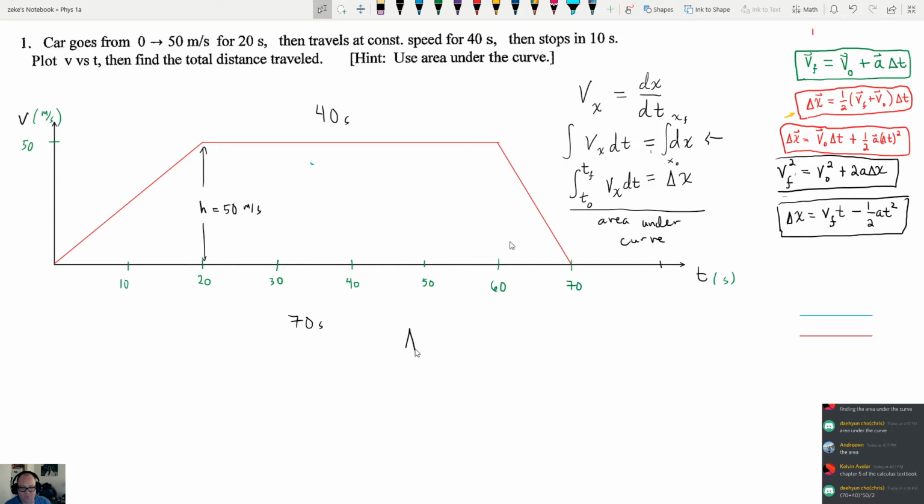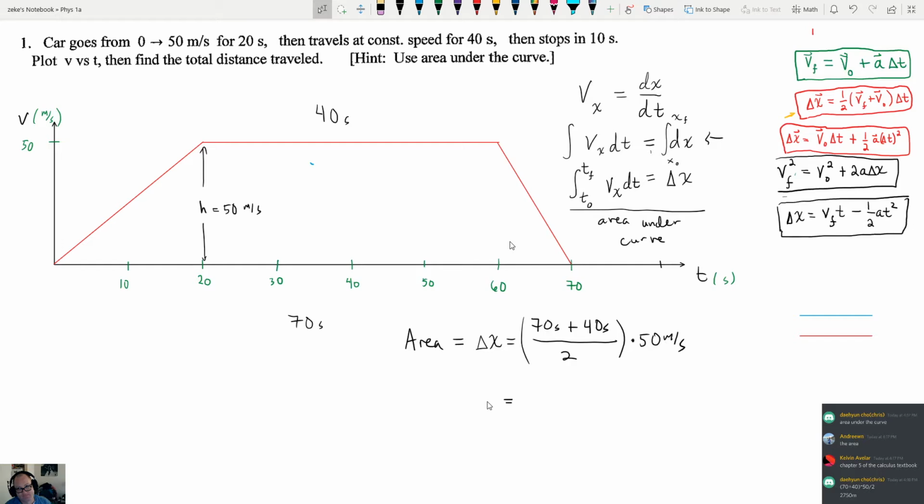So the area, which happens to be equal to, in this case, the displacement or the distance traveled, because it's only going forwards, is going to be equal to the sum of the bases. So 70 seconds plus 40 seconds. You do a kind of average of the bases. You divide by 2. And then you multiply that by the height, which is 50 meters per second. And you end up getting, let's see, 110 over 2 would be 55. 55 times 50. 50 times 5 is 2750. Okay, thank you. Appreciate that.